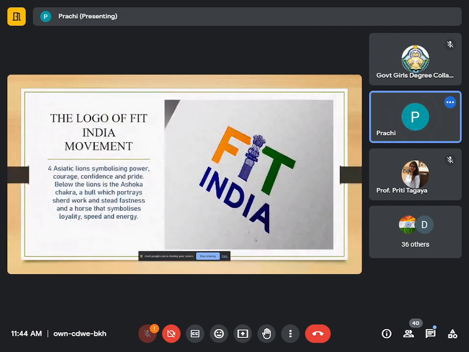Now, here is the logo of the Fit India movement, which has four lions, which are the symbol of power, confidence, courage, and pride. Below the lions is the Ashok Chakra and a bull, which portrays straight work and steadfastness. A horse is also present, which is the symbol of loyalty, speed, and energy.